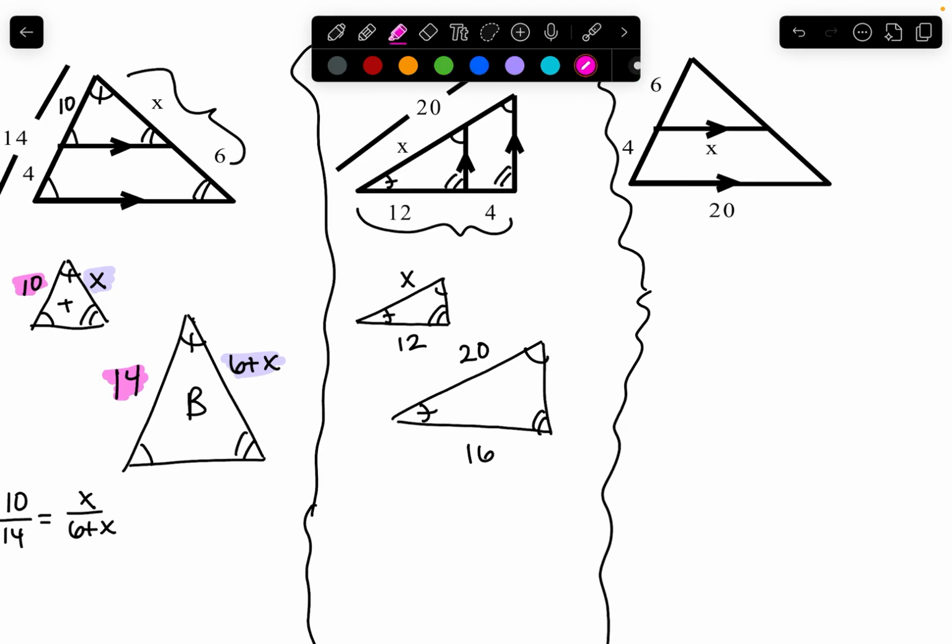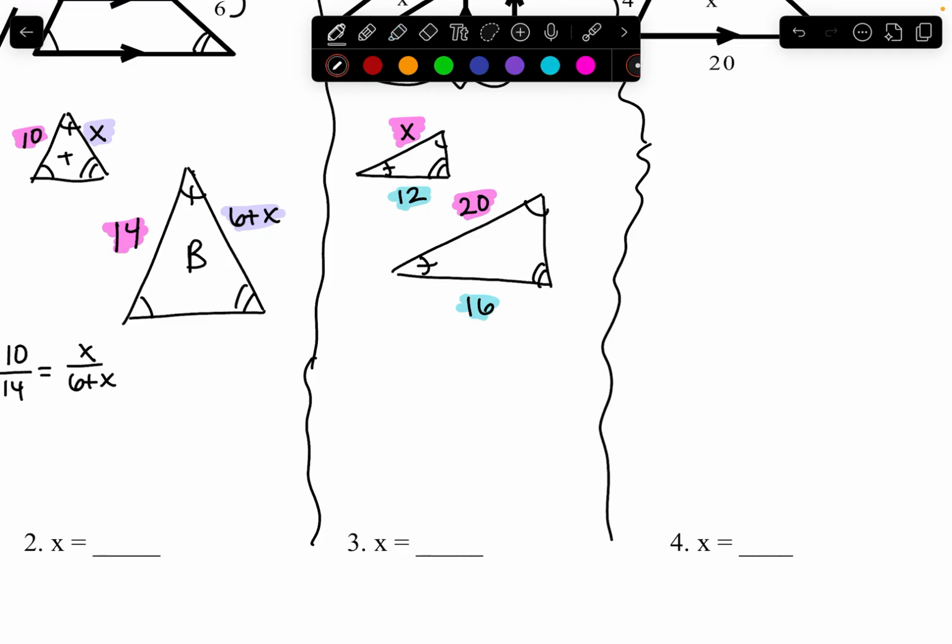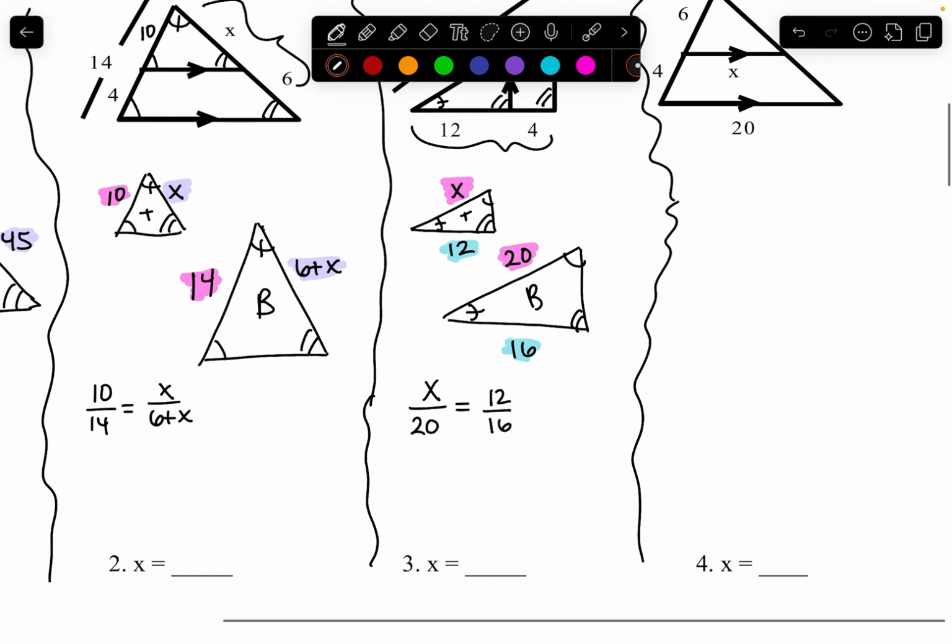And then again, we already know what sides correspond with each other. Those two go together and these two go together. Everything up here will be on the top. Everything down here will be on the bottom. So I will do x over 20 equals 12 over 16, cross multiply, and you're good to go.